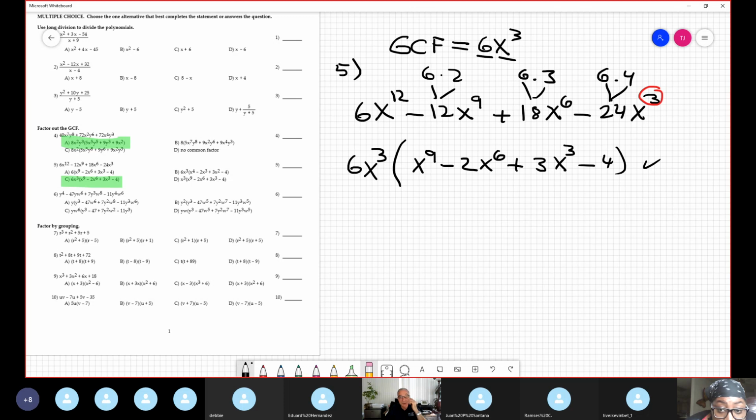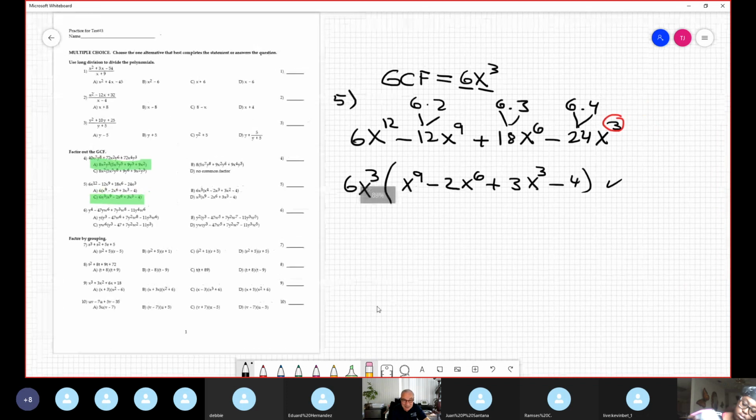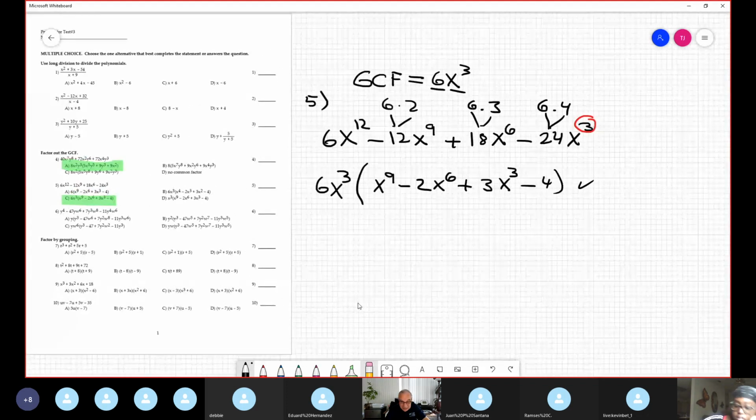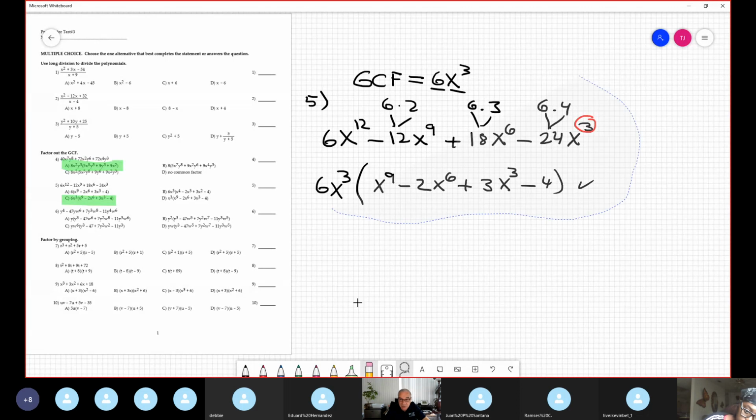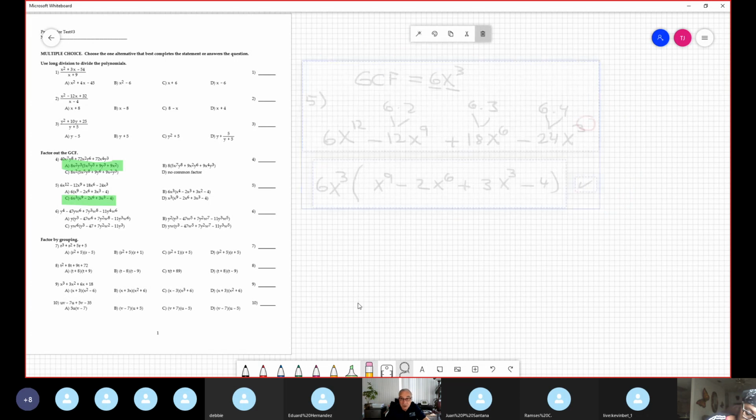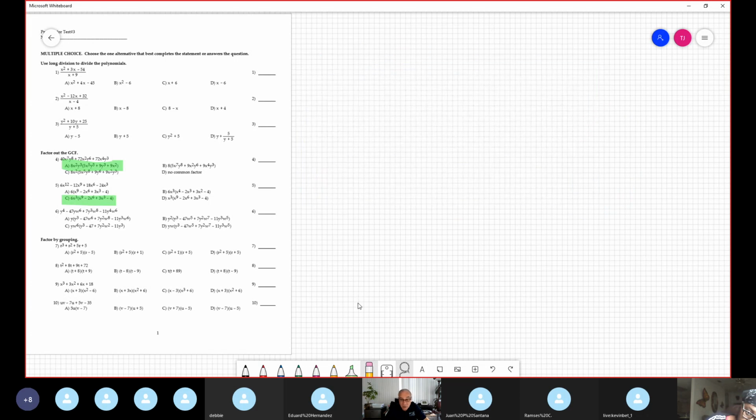GCF, factorization using GCF. By the way, factorization using GCF is the first technique we studied, and it's the first technique that we're using in our strategy. So the first thing you should do is find the GCF and factor out. Sometimes no GCF? No, yes, always we have a GCF.